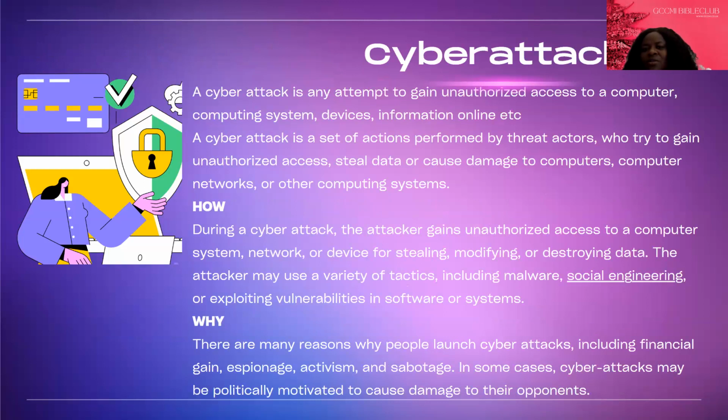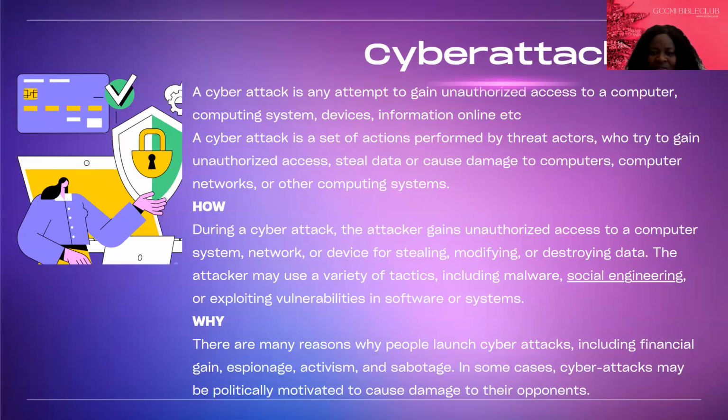Cyber attack is an attempt to gain unauthorized access to our computer, our computer system, our device, our information online. Cyber attack is a set of actions performed by a threat actor who tries to gain unauthorized access, steal data, or cause damage to computers, computer networks, and other computer systems. So how do they do this? The attacker gains unauthorized access to your computer, and then may use various tactics. I'm going to explain what they use to attack your phone, and the reason they do this is to steal, modify or destroy your data.